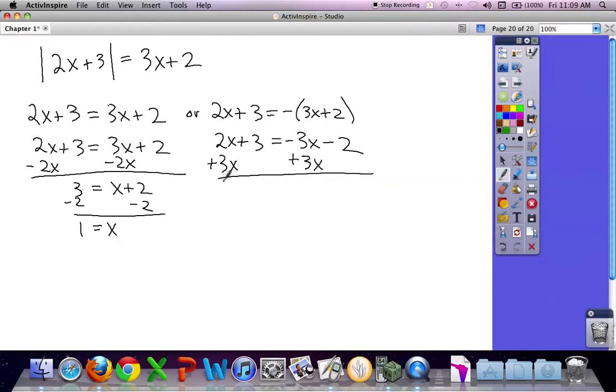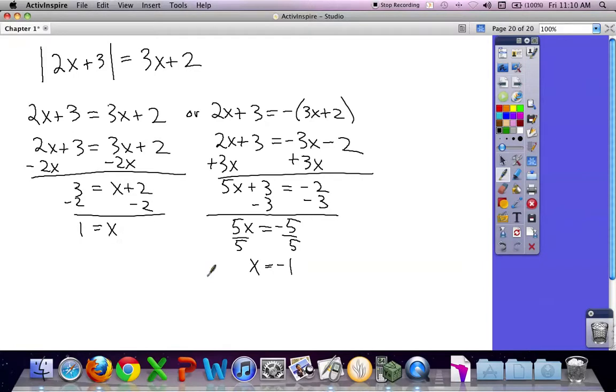So now we've got 5x plus 3 equals negative 2. Subtract 3. 5x equals negative 5. Divide by 5. x equals negative 1. So we expect two answers, and we got two answers.